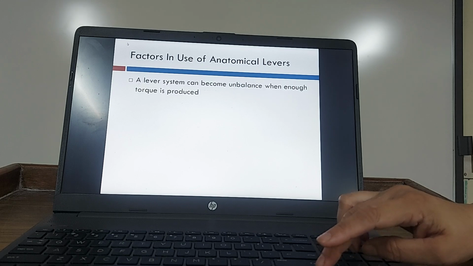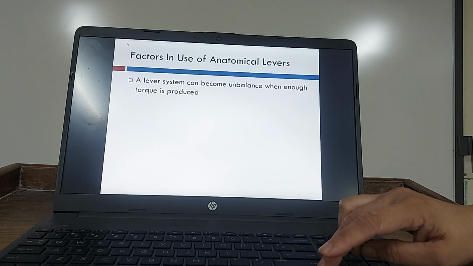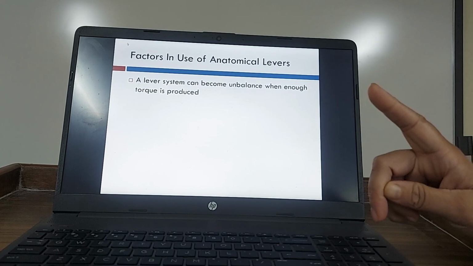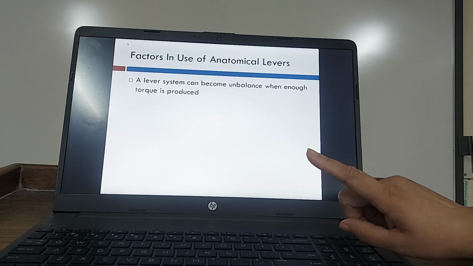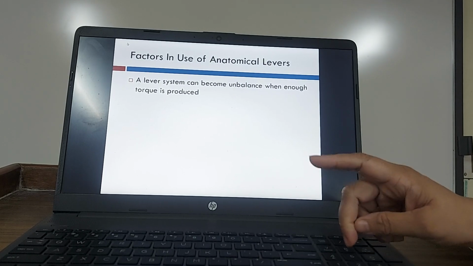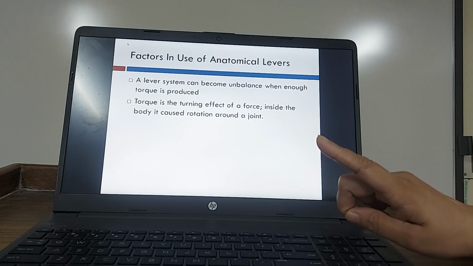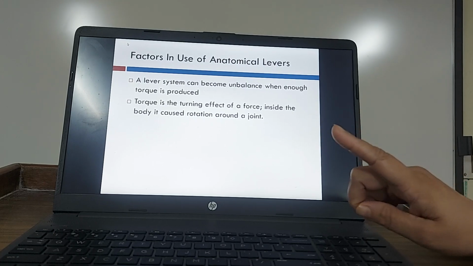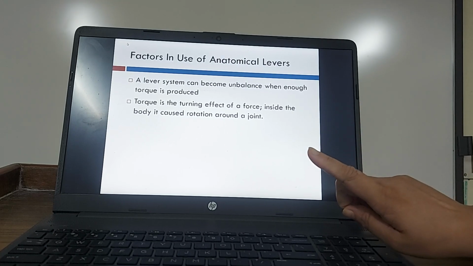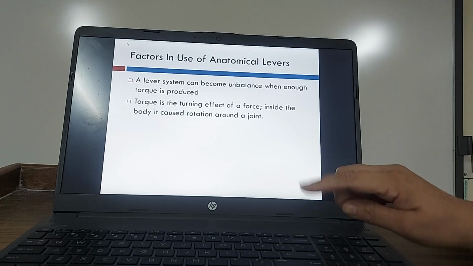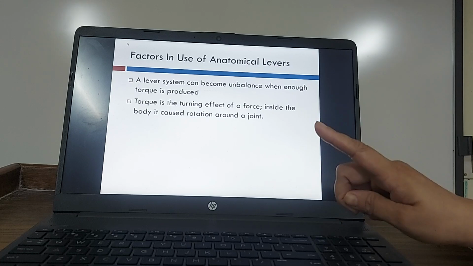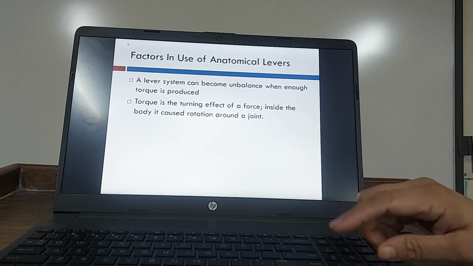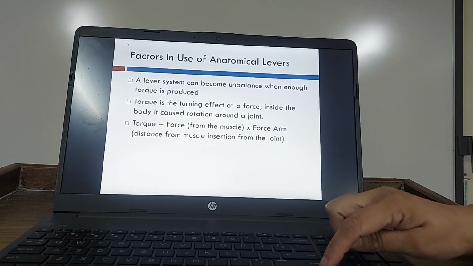Now the factors which affect anatomical levers: a lever system can become unbalanced when enough torque is produced. I am hereby talking about torque now. A torque is the turning effect of a force inside the body which produces a rotation around a joint. That is why there was a rotatory movement, a displacement was there. So torque is a turning effect of a force inside the body. It causes a rotation around the joint.